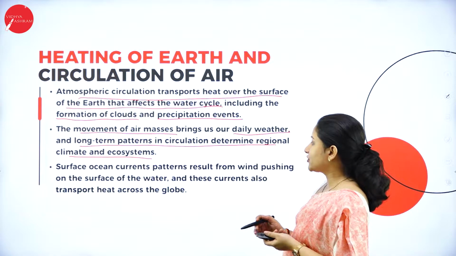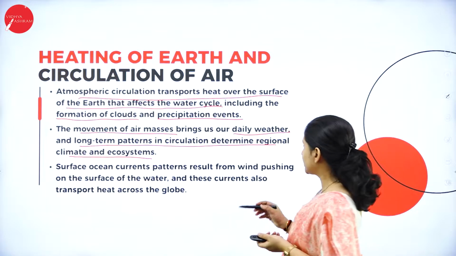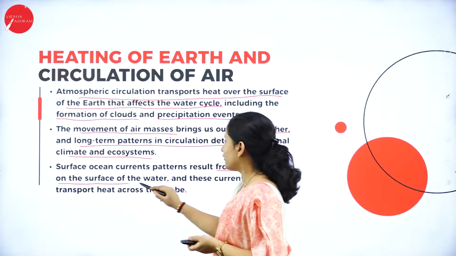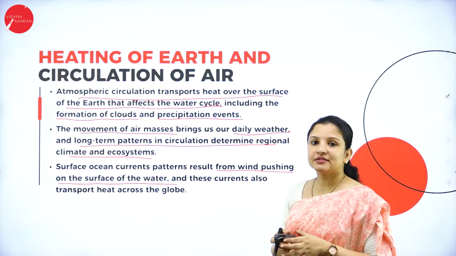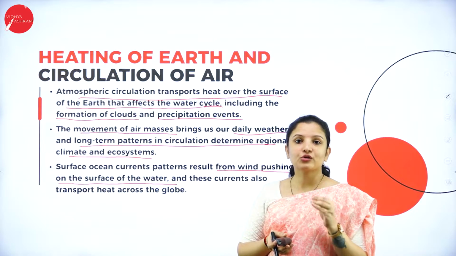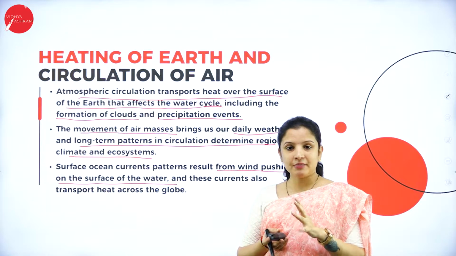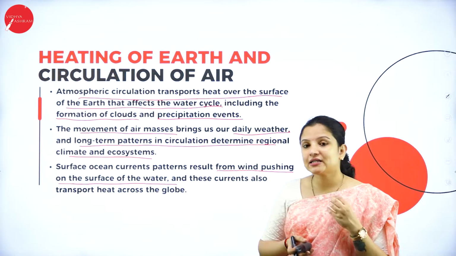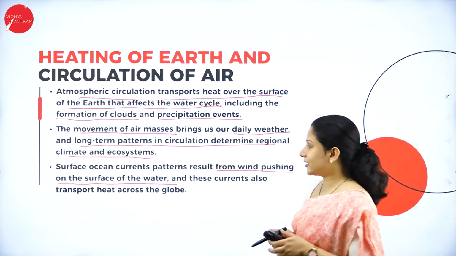So, surface ocean current patterns usually result from the wind pushing on the surface of water. Here we have seen ocean currents, right? The ocean currents tend to vary throughout the day. Sometimes it is calm, sometimes heavy waves are seen, all that, right? Why exactly do such variations in the ocean currents occur?